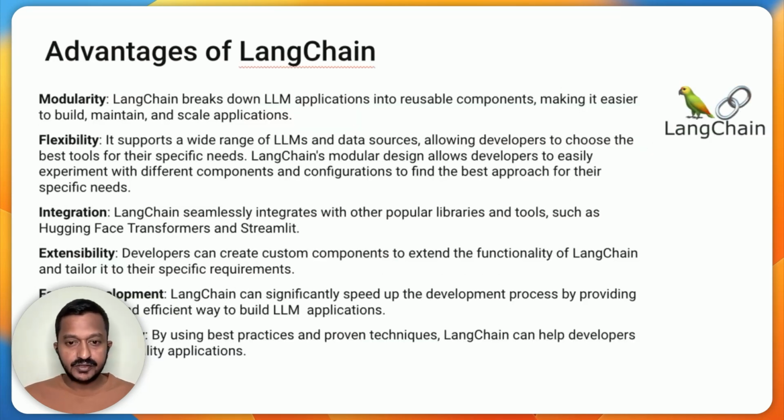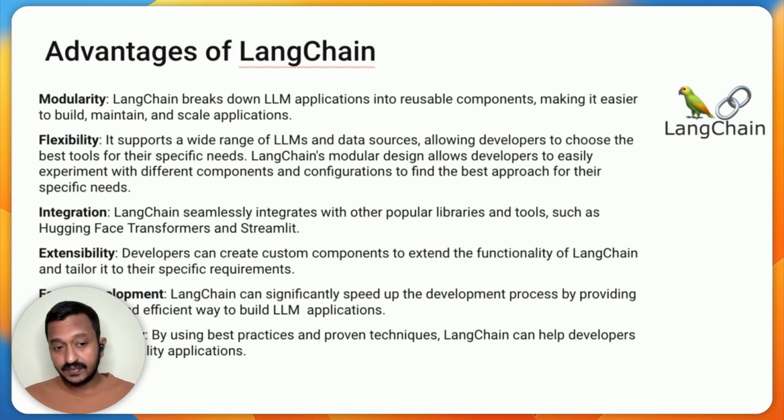And these are some of the advantages of LangChain. Modularity: LangChain breaks down LLM applications into reusable components, right? Making it easier to build, maintain, and scale applications. And then flexibility. LangChain supports a wide range of LLMs, open source, closed source. It is basically model agnostic. And integration. LangChain has seamless integration with a lot of vector stores, a lot of popular Python libraries, Hugging Face transformers, Streamlit, Vercel, etc.